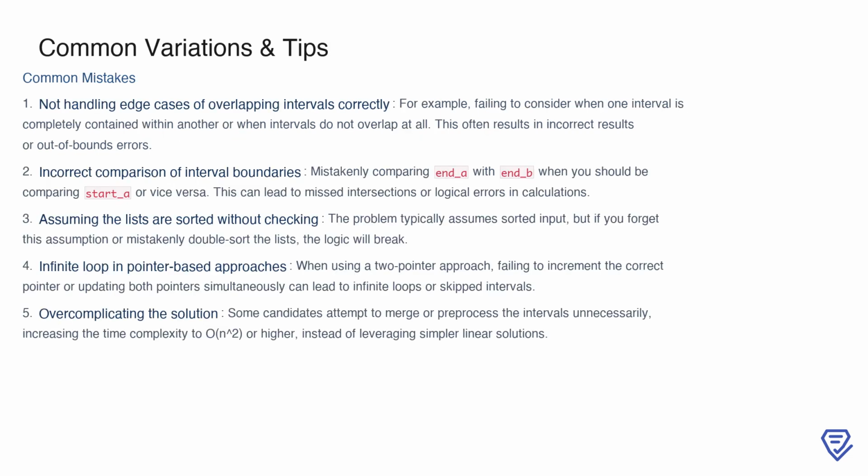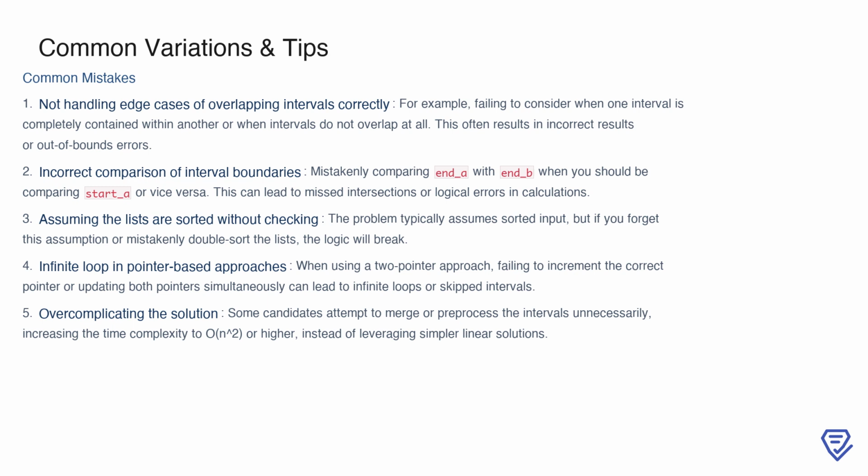When working on interval problems like this, there are a few common mistakes to watch out for. First, handling edge cases incorrectly is a frequent issue. For example, you might overlook scenarios where one interval is completely contained within another or when intervals don't overlap at all. This can lead to incorrect results or even runtime errors, such as out-of-bounds issues. Another common pitfall is comparing the wrong interval boundaries. You might mistakenly compare the end of one interval with the end of another, when the correct comparison should involve the start of one interval. This can cause you to miss valid intersections or introduce logical flaws in your algorithm.